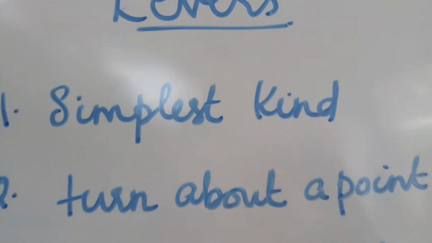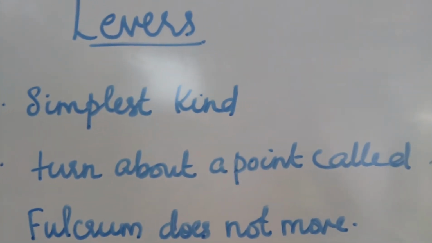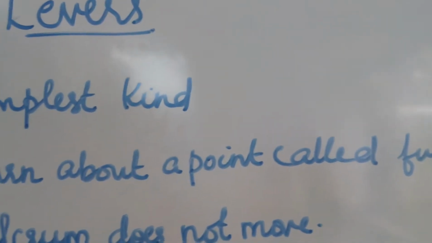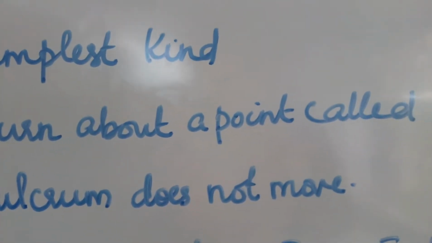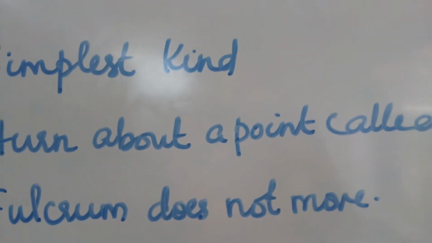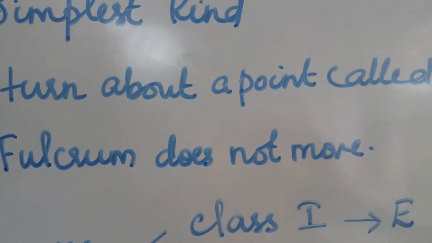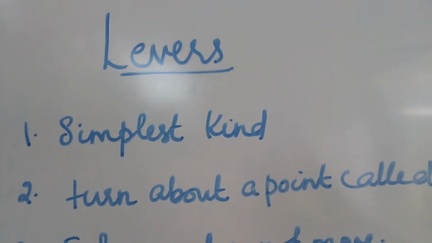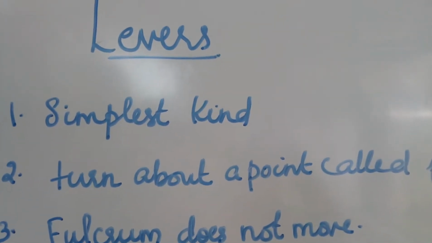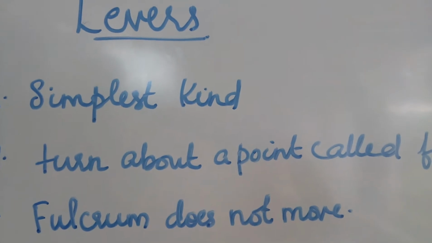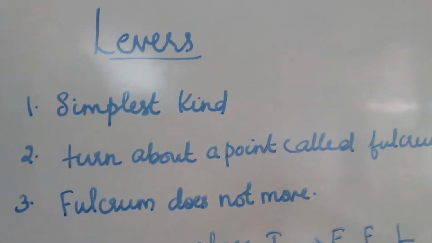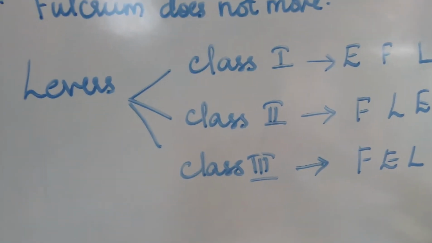It rotates or moves from a fixed point called fulcrum. It turns about a point called fulcrum. It is just like the pivoted end of a body. And this fixed point called the fulcrum does not move. So they are the simplest kind of machines. They turn about a point called fulcrum, and the fulcrum does not move.